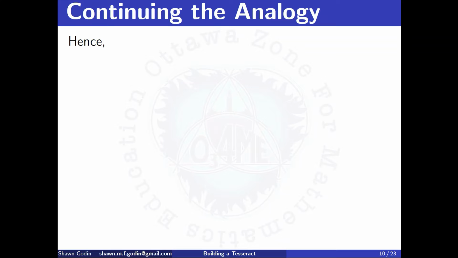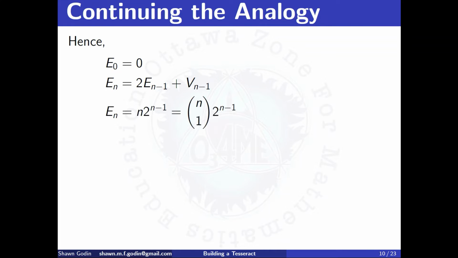So let's see how we can write this down. The number of edges I can write as E0 is 0. En is going to be 2 times En minus 1, so twice the number of edges we had before, plus the extra that we get when we connect the vertices. And there's actually a closed form equation for that. En is just going to be n times 2 to the n minus 1, which we can write as n choose 1 times 2 to the n minus 1.